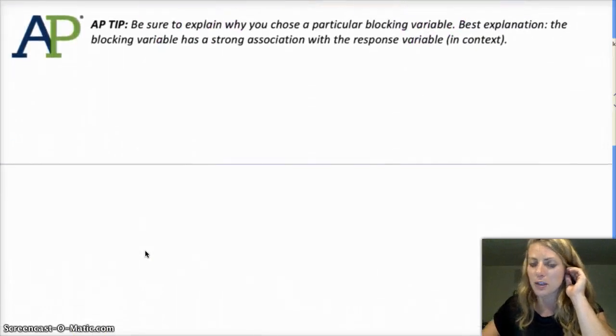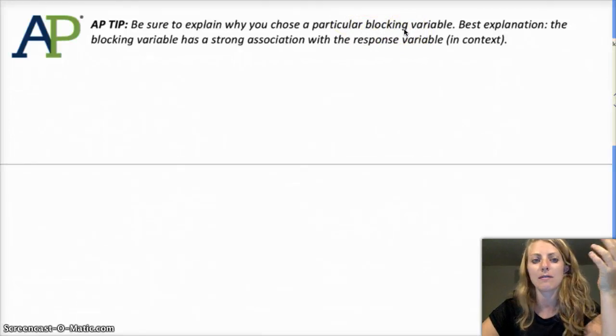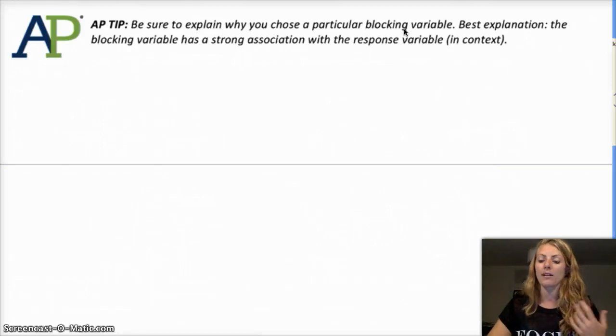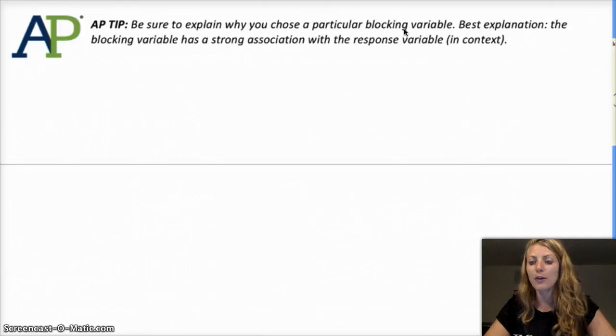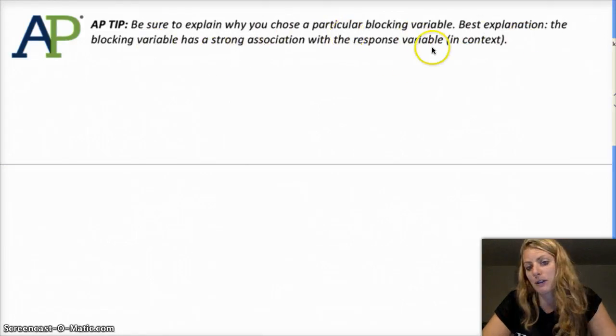And then the other thing is be sure to explain why you chose a blocking variable. The best explanation is that the blocking variable has a strong association with the response variable. So basically, when we chose to block by the temperature of the water, it's because that has been known to strongly affect how clean certain clothes get in the past. And the same thing with the pig example, you would think that weight has something to do with how much more they're going to gain. If you have a different factor that you think would affect the results, that's totally fine, as long as you make the clear argument that it has a strong association with the response variable.